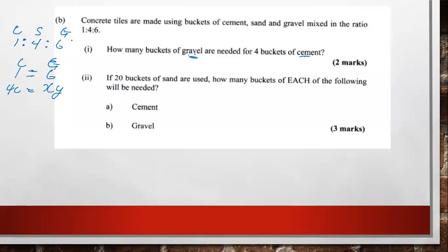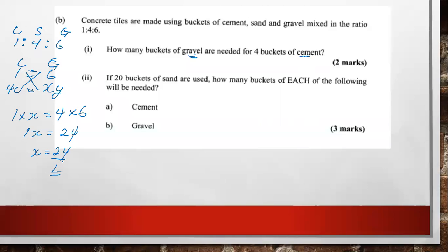All right. So what are we seeing here? For every 1 cement, you need 6 gravel. So what I did was this: I put the 4 cement over the 1 cement part and the 6 gravel over the X gravel part, right? Because that's what I'm looking for. Then I'll cross multiply. Because it's proportional, I cross multiply 1 times X is equal to 4 times 6, right? So 1X, you give me what? 24, right? So X is equal to 24 divided by 1. Follow me through. Everybody see that?